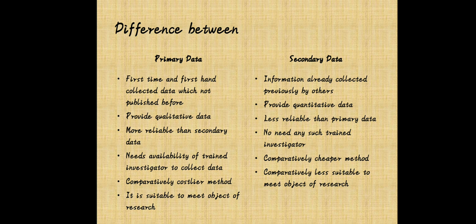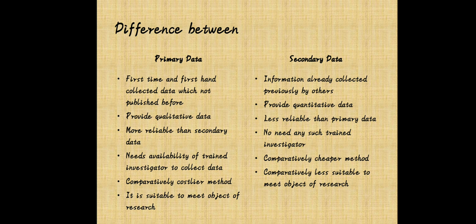Now we will see the difference between primary data and secondary data. The very first difference is that primary data is first-time, first-hand collected data which was not published before, whereas secondary data is information already collected previously by others. The next is that primary data provides qualitative as well as quantitative data, but secondary data would only provide quantitative data.